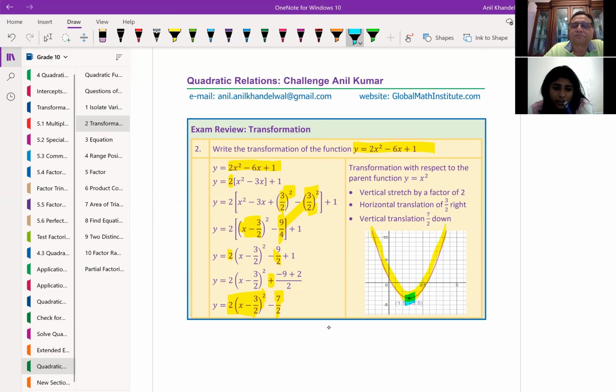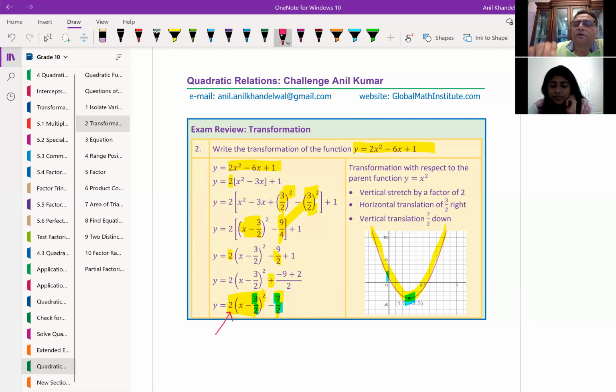Then what we learn from that form, we know that the horizontal translation moves right 3 over 2 units. It moves vertically down 7 over 2 units. And the big 2 in the front is the vertical stretch, isn't it? Yes, it gets multiplied by 2, by a factor of 2.